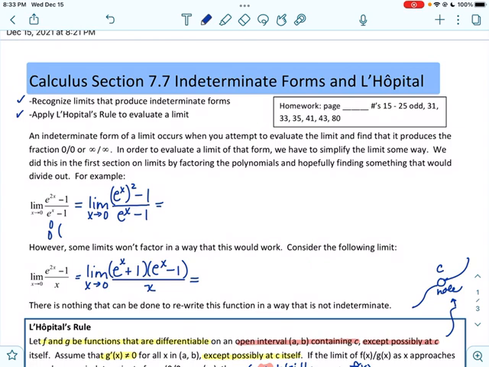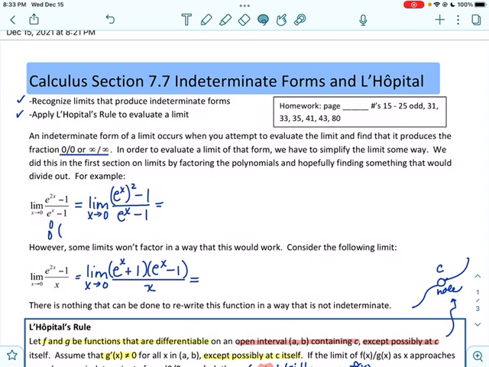So an indeterminate form of a limit occurs when you attempt to evaluate the limit and find that it produces a fraction, 0 over 0 or infinity over infinity. In order to evaluate a limit of that form, we have to simplify the limit in some way. We did this in the first section on limits by factoring the polynomials or multiplying by the conjugate or something like that, and hopefully finding something that would divide out.